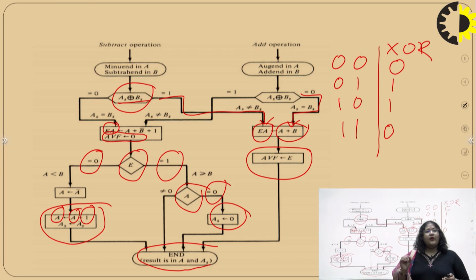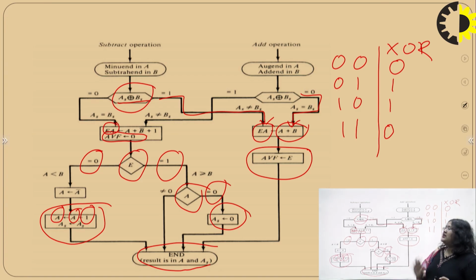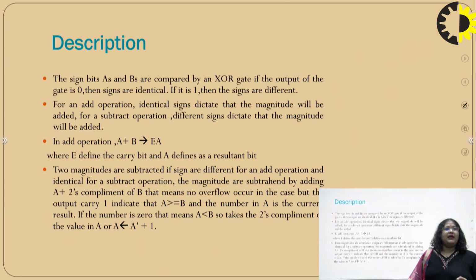So, you have to keep this rule in mind: if both signs are the same and we have to do the subtraction, then actually we do the subtraction. But if both signs are different and we have to do the subtraction, then actually we do the addition, and the same thing applies for the addition. If both signs are the same, we do the addition. If both signs are different, then actually we do the subtraction. So, this is the hardware implementation of addition and subtraction.